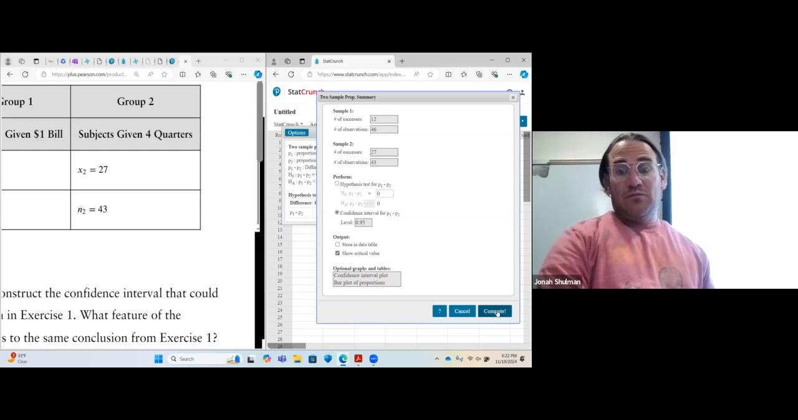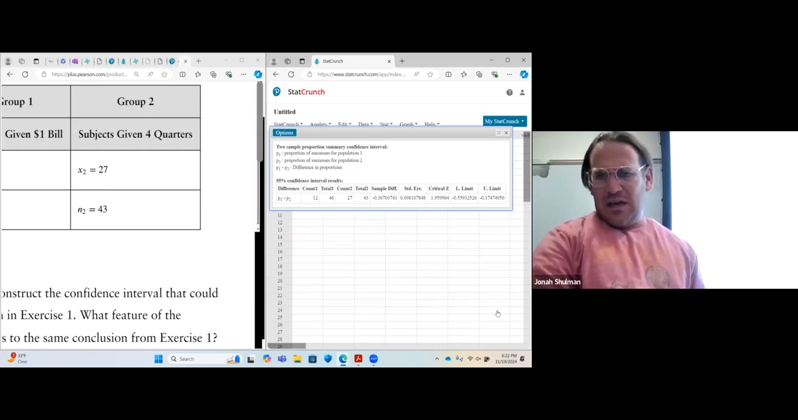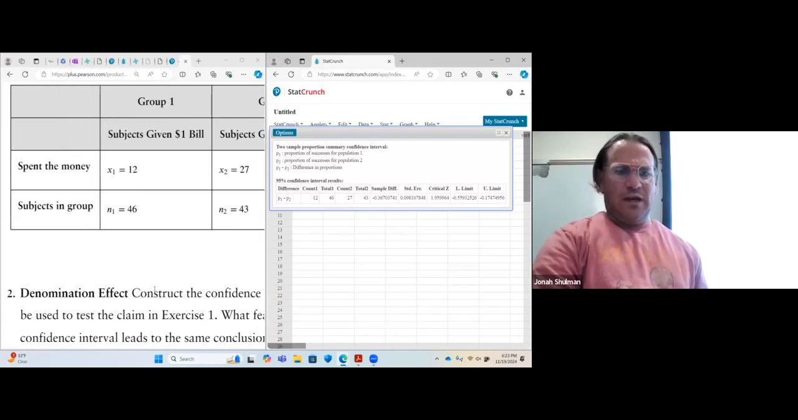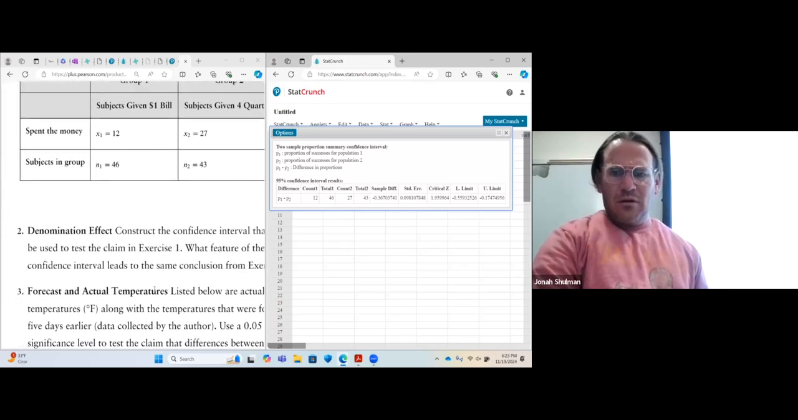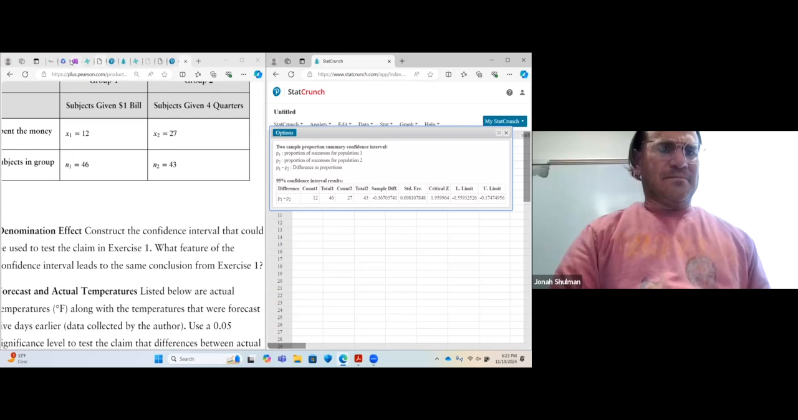And I click compute. So this is what I got. I got a lower limit of negative 0.56 and an upper limit of negative 0.17. Now, I'm not sure if that's correct. Let's see what I actually got when I did it before.